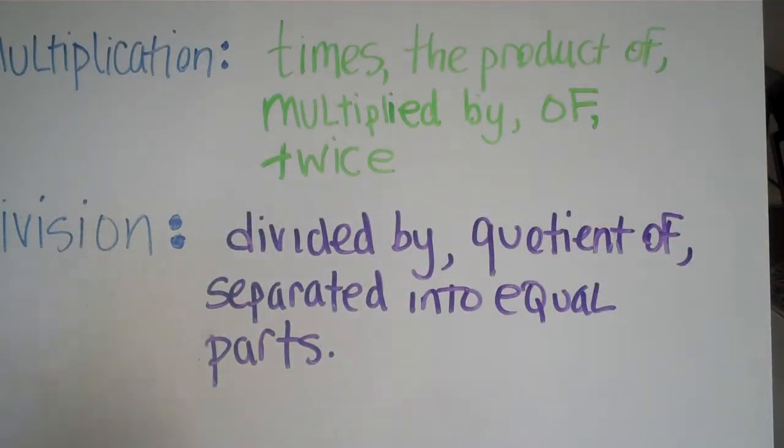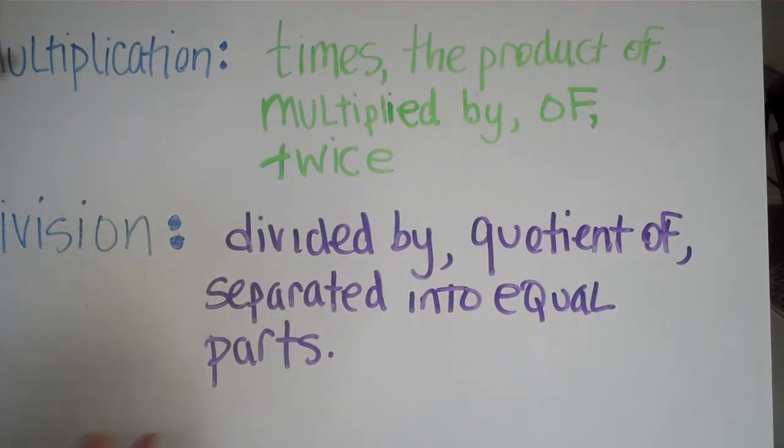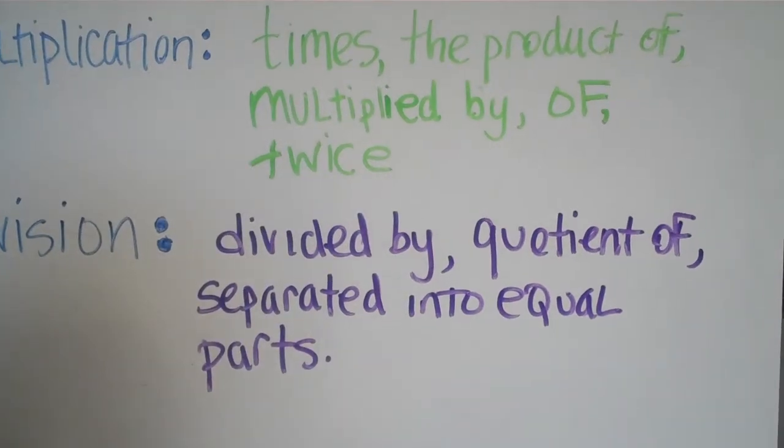Well, for multiplication, you might see times, the product of, multiplied by, of, or twice. For division, you might see divided by, the quotient of, separated into equal parts. So those are more than two different ways of saying multiplication and division. So let's look at some examples.